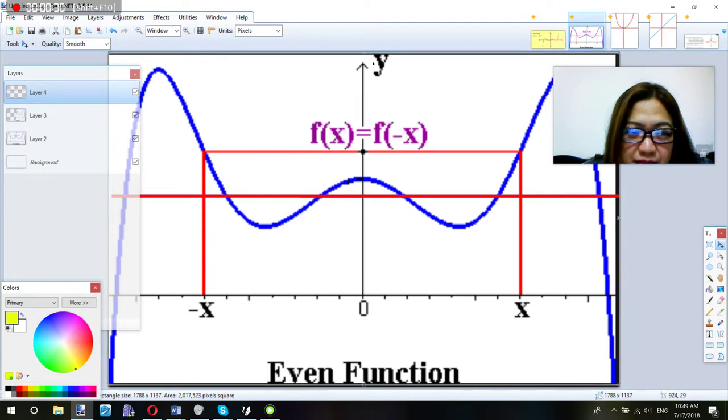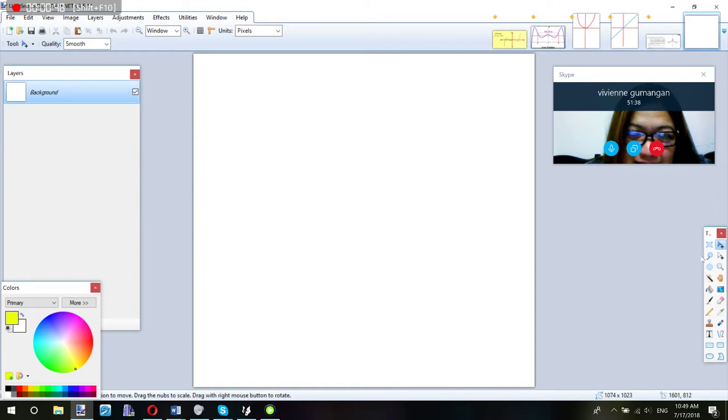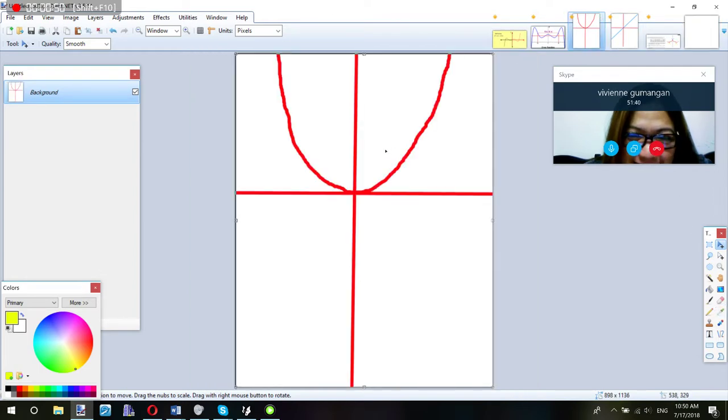Vivian, can you give me an example of an even function? Yes, I'm going to give you y is equal to x squared. Y is equal to, say again? X squared. X squared. Okay. So y is equal to x squared, which should be a function that looks something like this. So y equals x squared.